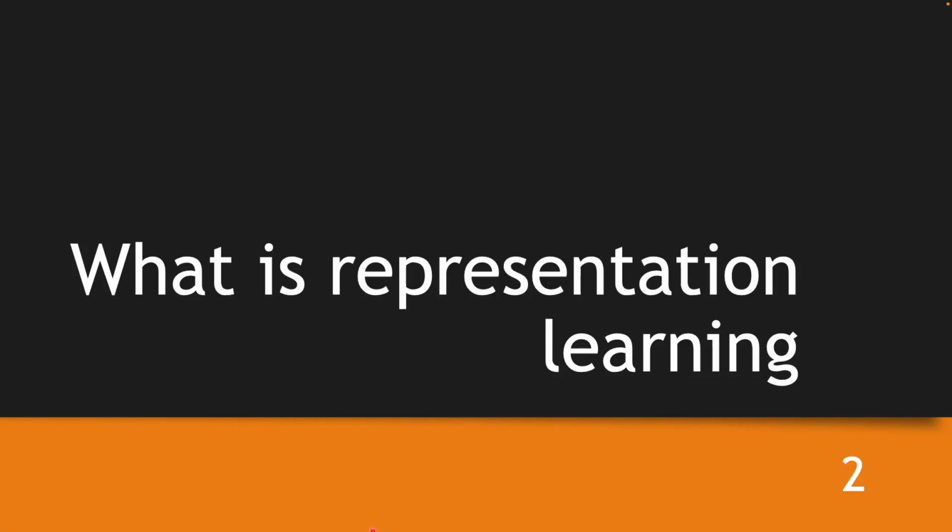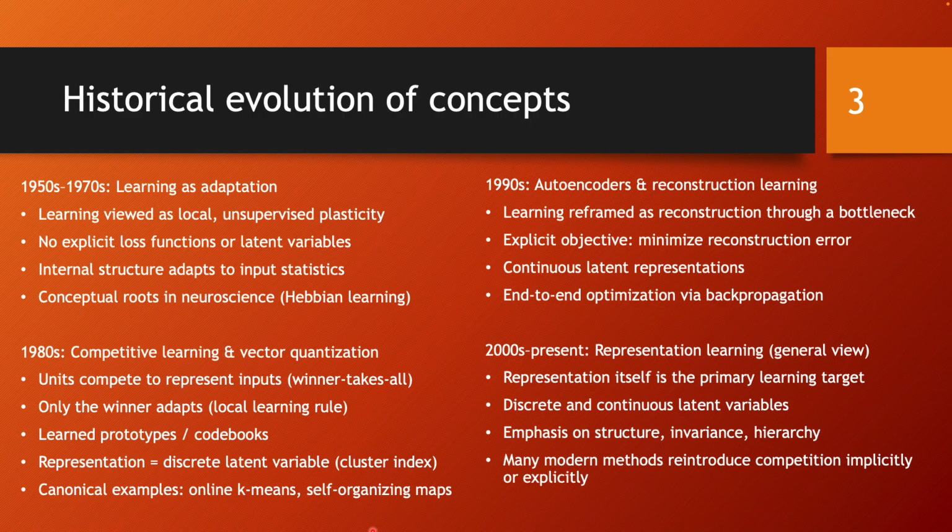We discuss in this unit several historical concepts leading to the modern ideas around representation learning. We will discuss competitive learning that introduced the idea that internal units must specialize through competition, yielding discrete representations of input structure. Later on, autoencoders reframe this idea as reconstruction through a bottleneck, enable continuous differentiable representation learned by optimization. Representation learning unifies these views by making the representation itself the primary objective of learning, regardless of whether it is discrete or continuous, local or global, competitive or cooperative.